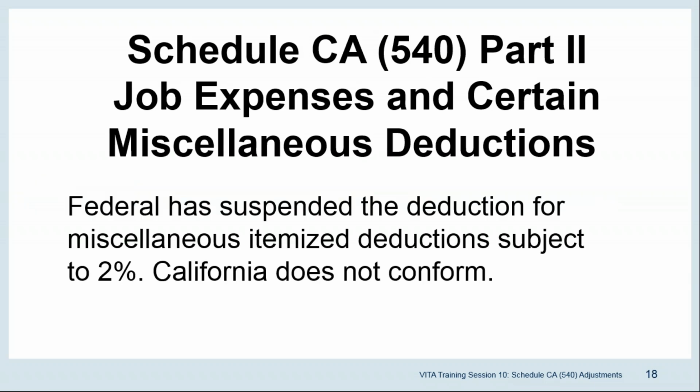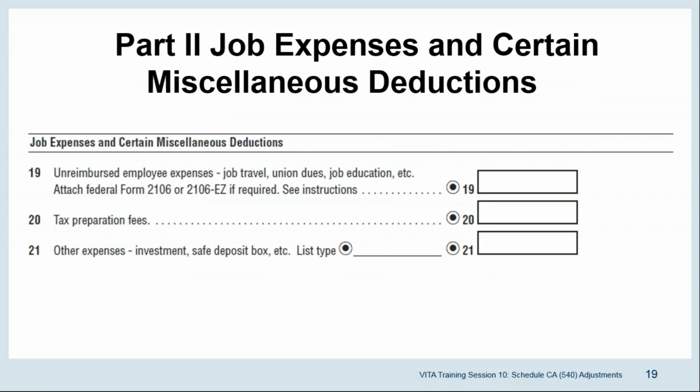Job expenses and certain miscellaneous deductions. Federal has suspended the deduction for miscellaneous itemized deductions subject to the 2% floor, which means anything over 2% of your AGI. Lines 19 through 21, California does not conform. Remember, this does not include the unreimbursed work-related expenses. Line 19, unreimbursed employee expenses. California does not conform to the suspension of this deduction. This includes union dues, job travel expenses, job education, etc. You will complete Form 2106 using California law. For additional information, refer to the Schedule CA 540 instructions.